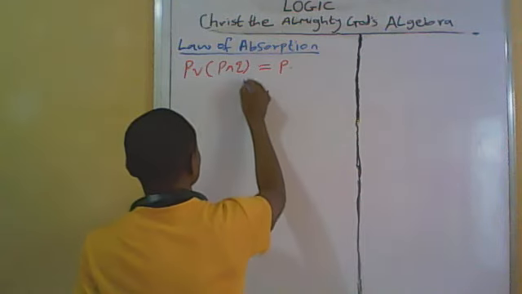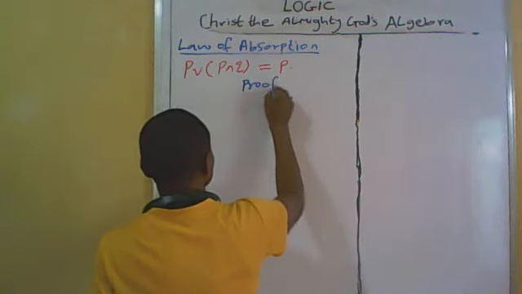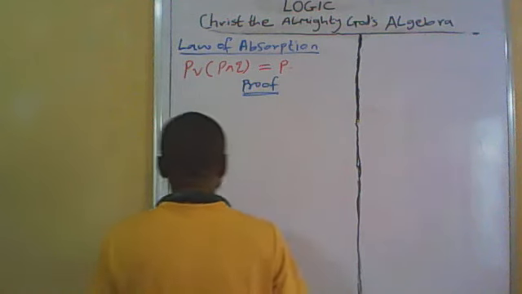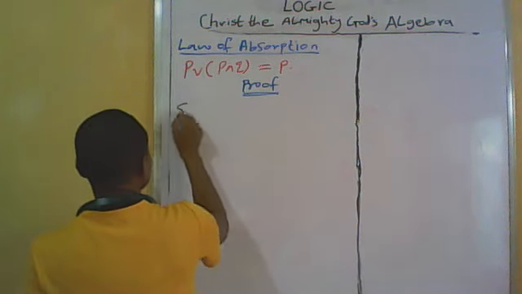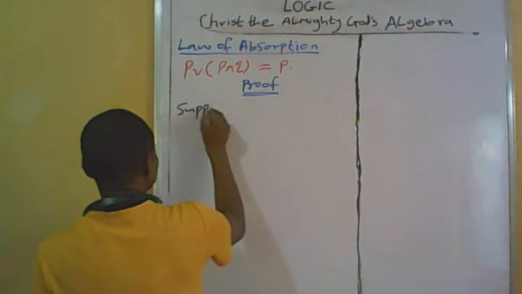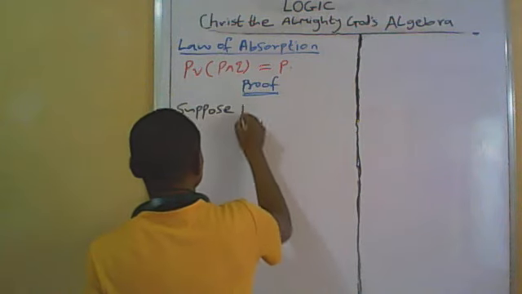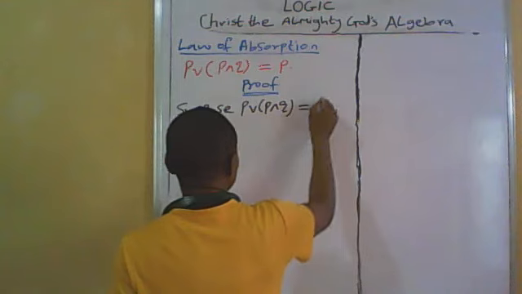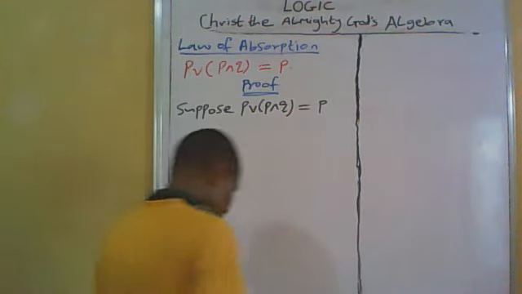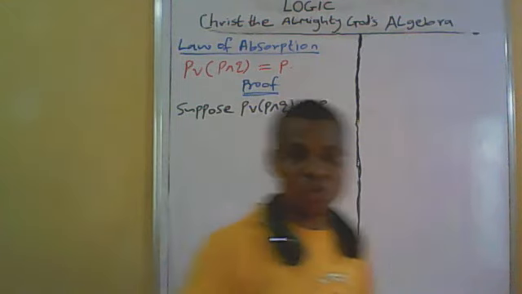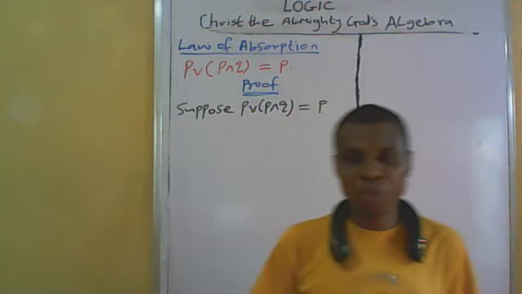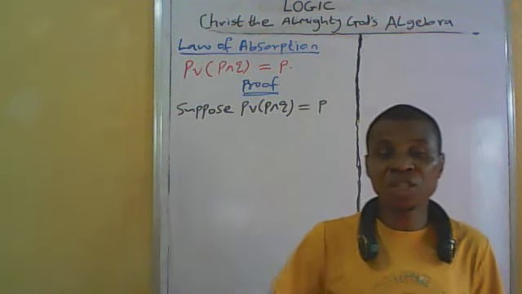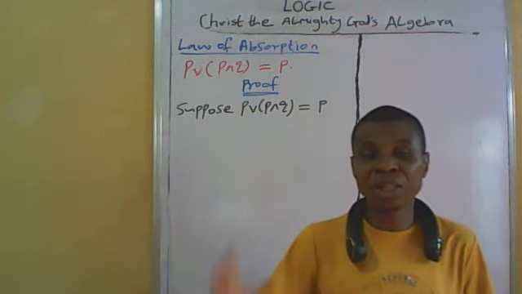Proof. Suppose P or (P and Q) is equal to P. We assume that this statement is true. That means P or (P and Q) is equal to P is a true statement. We assume that it is true.